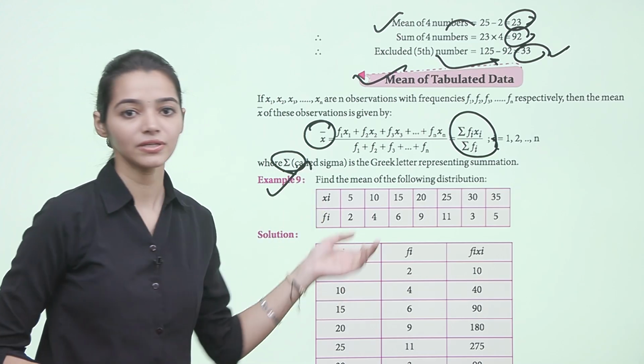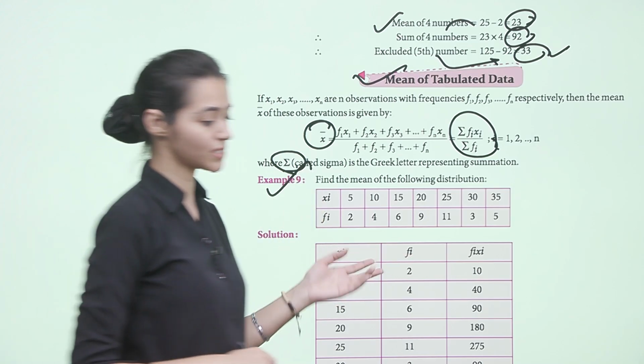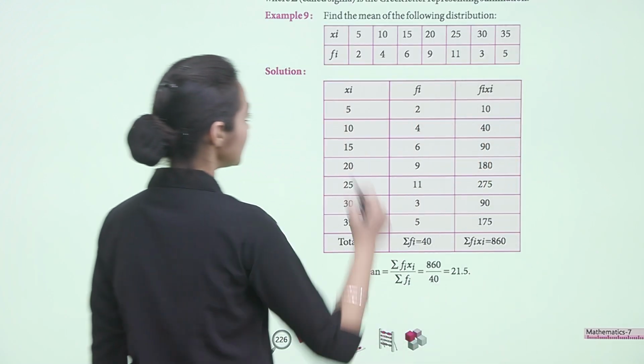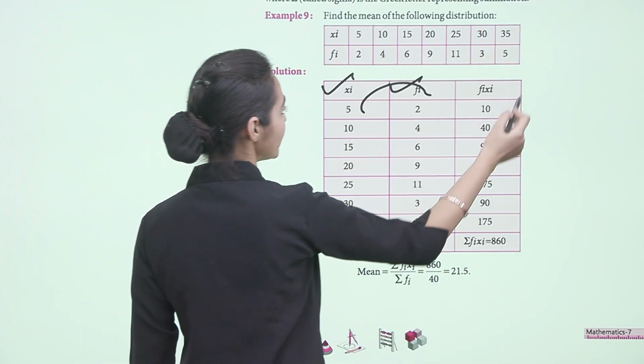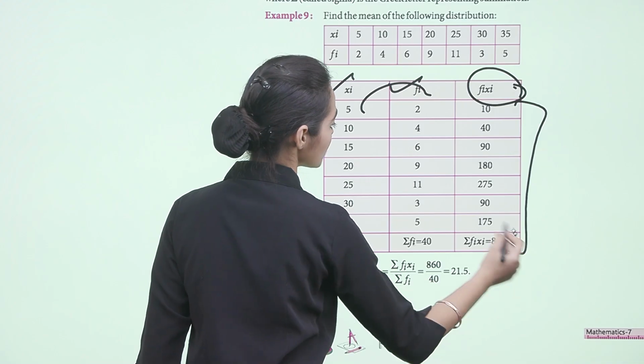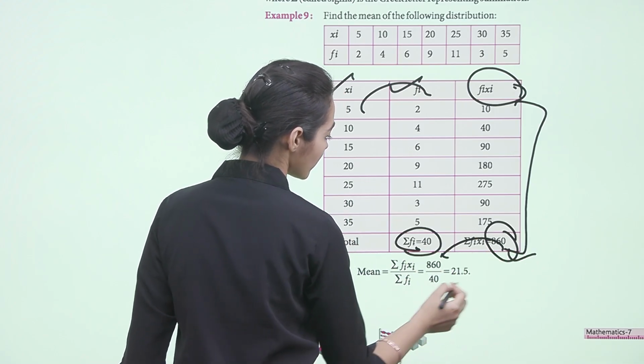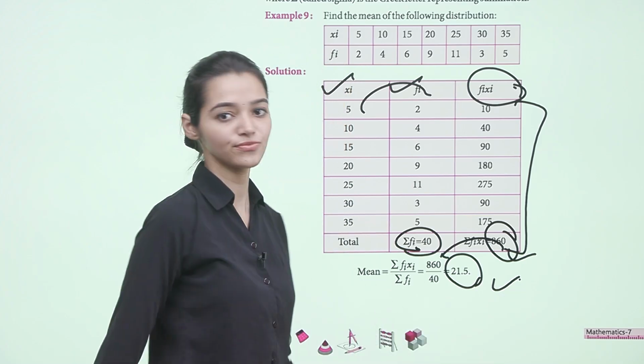Let's start with example number 9. Here we have to find the mean of this distribution. This is our xi, this is our fi. When we multiply them, it becomes fi xi, and the summation of fi xi is 860, and the summation of fi is 40. So the mean is 21.5.